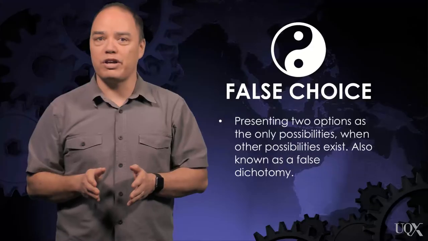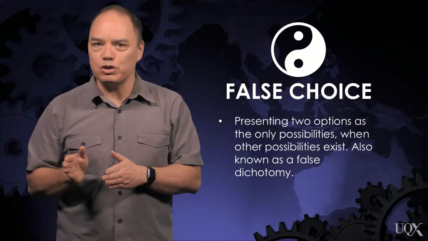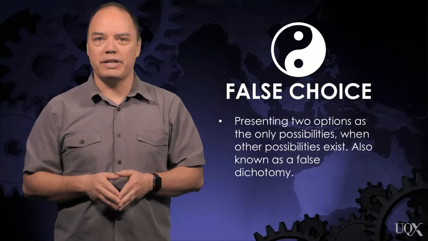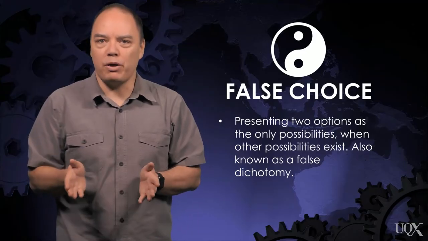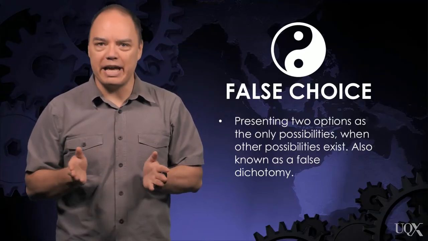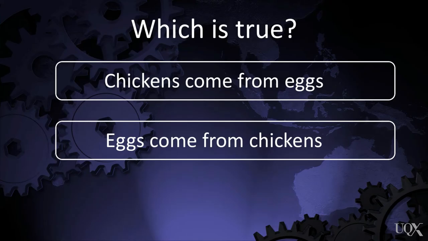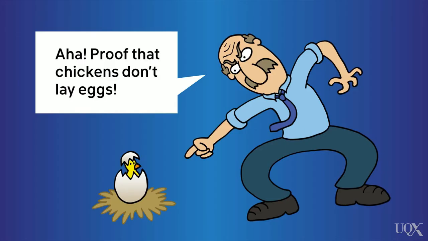False choice, also known as false dichotomy, forces a choice between two options when there may be other possibilities, or both options might be viable. Let me give an example. Say you were asked which was true: do chickens come from eggs, or do eggs come from chickens? The answer is obviously both. A false choice forces us to choose between one or the other. This is like seeing a chicken hatching from an egg and arguing that this proves eggs don't come from chickens. The logical fallacy in this argument is false choice.